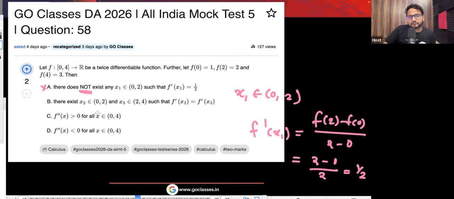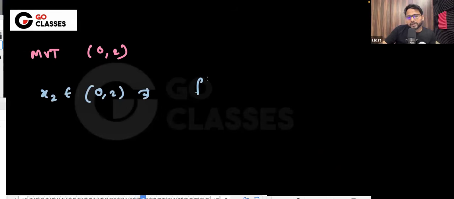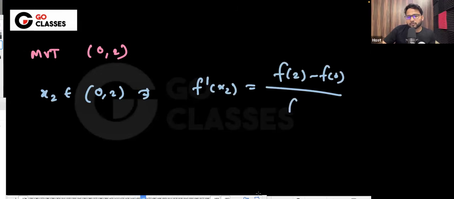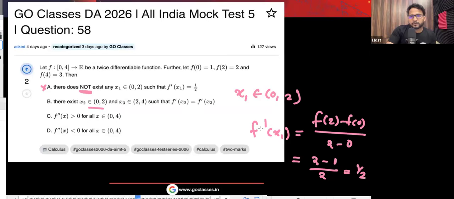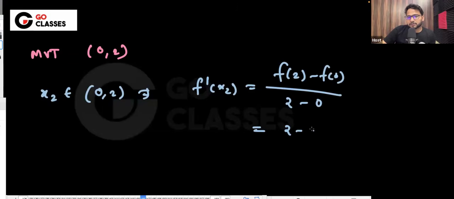What about option B? Option B is saying there exist x2 and x3 such that both are equal. Let me apply mean value theorem between 0 to 2 for x2. Let's suppose there is x2 between 0 to 2. Then f dash x2 must be equal to f of 2 minus f of 0 divided by 2 minus 0, which is 2 minus 1 divided by 2 minus 0, which is 1 by 2.